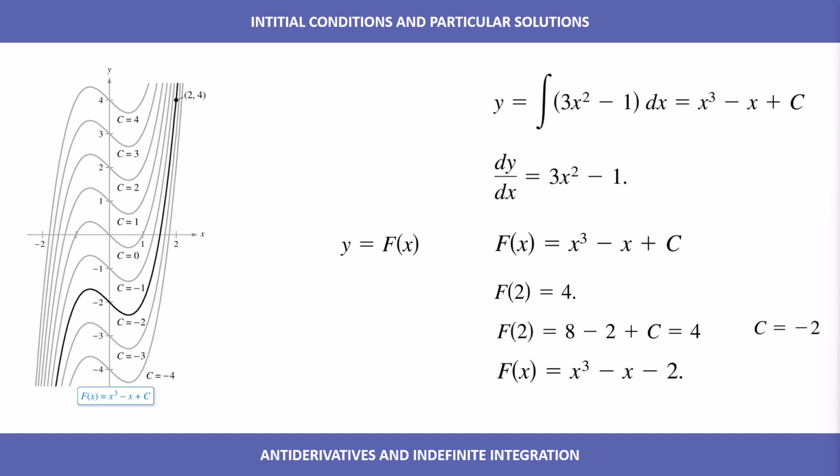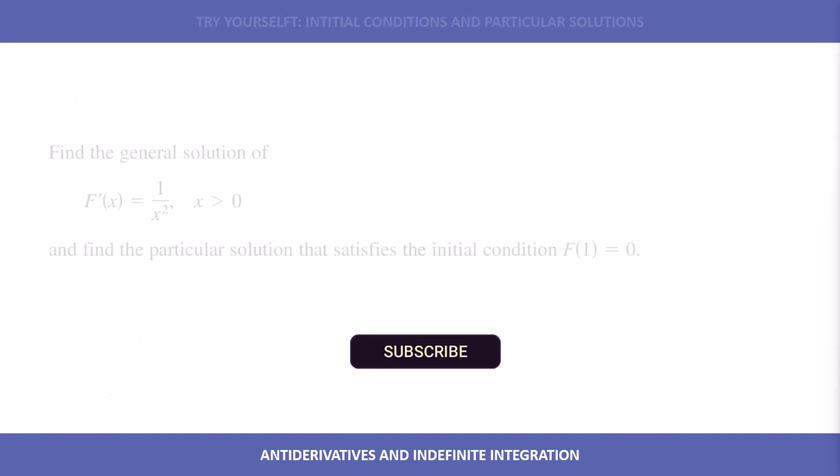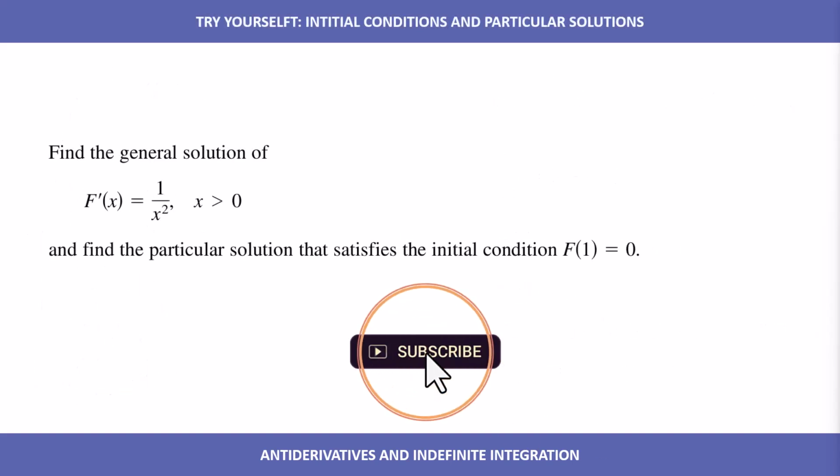So this is how you can find a particular solution, given an initial condition and by finding the general solution.